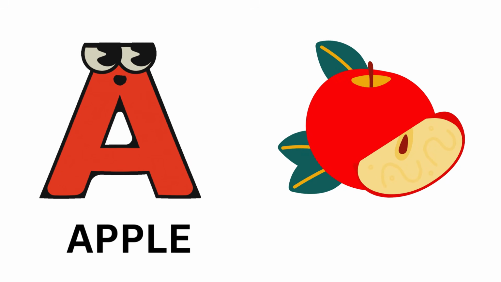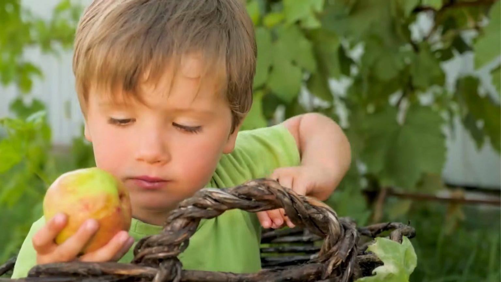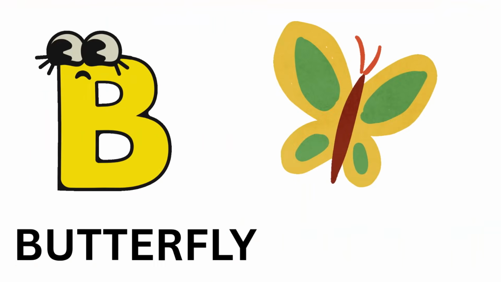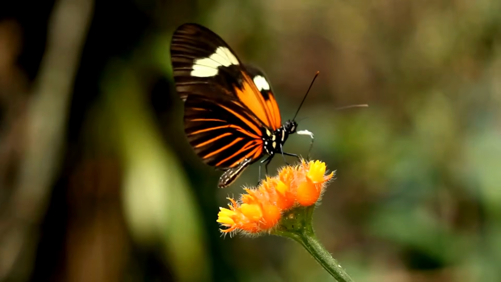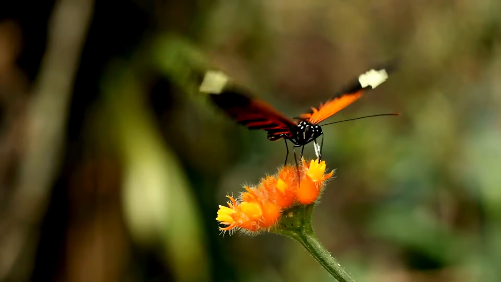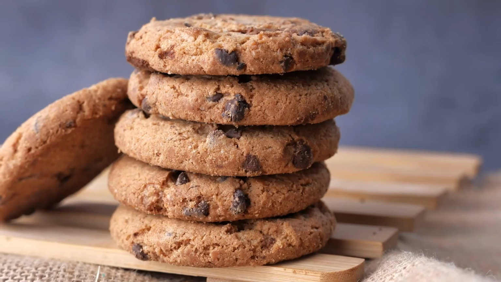A is for apple. Apple. A is for apple. B is for butterfly. Butterfly. B is for butterfly. C is for cookie. Cookie. C is for cookie.